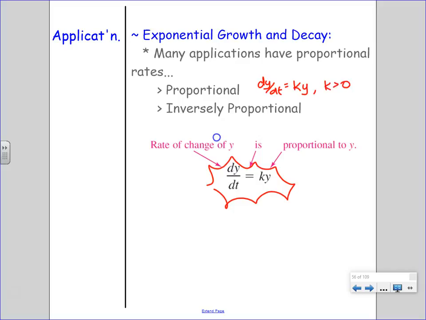Where k is positive and inversely proportional would be dy/dt equals negative ky, where k is negative. Yeah, I think I remember something about last year. It was like proportional meant ky, and then inversely proportional was k over y. You're thinking back to algebra.